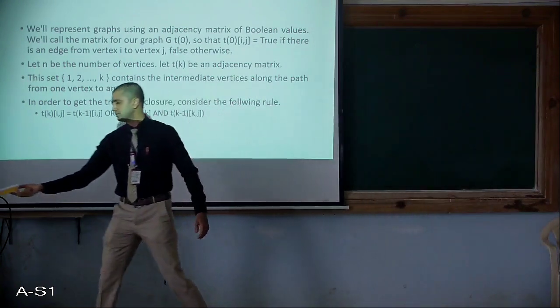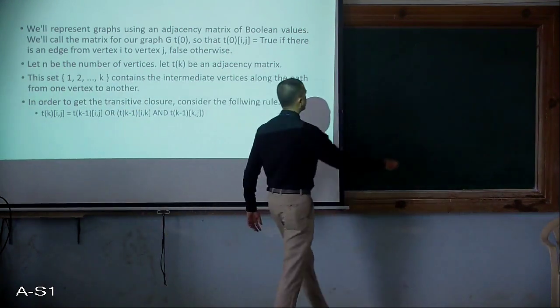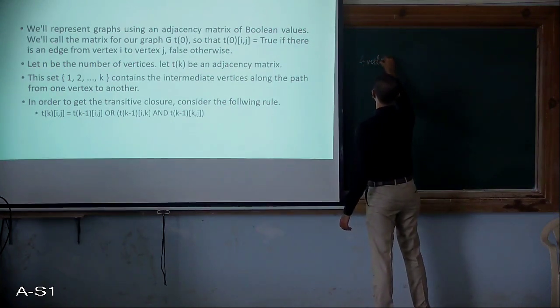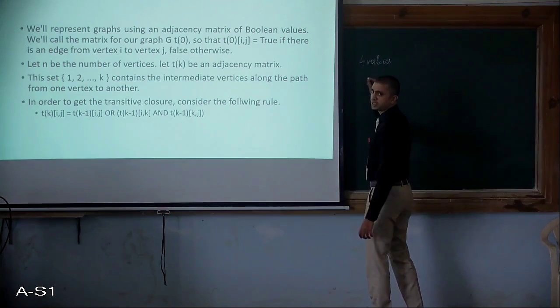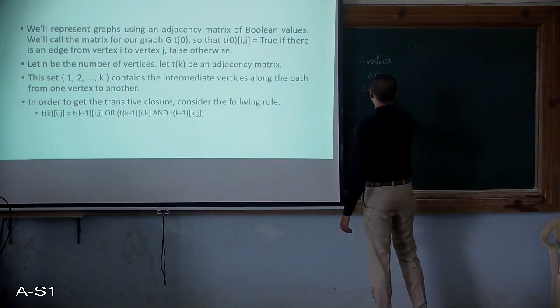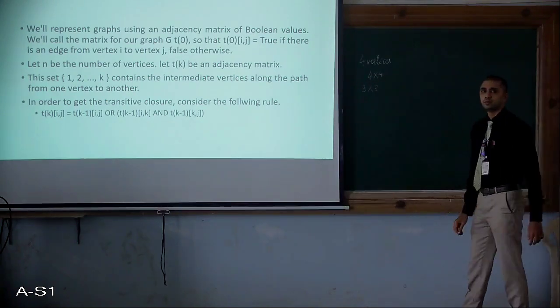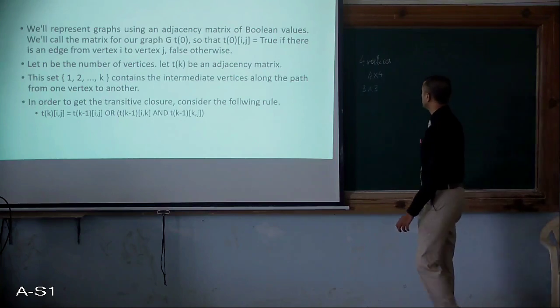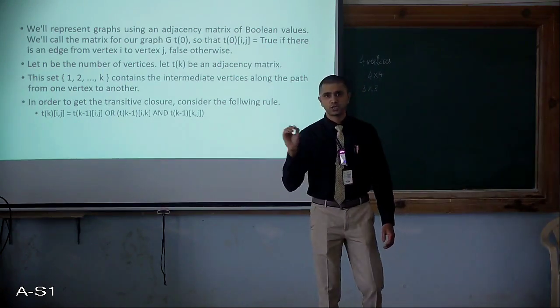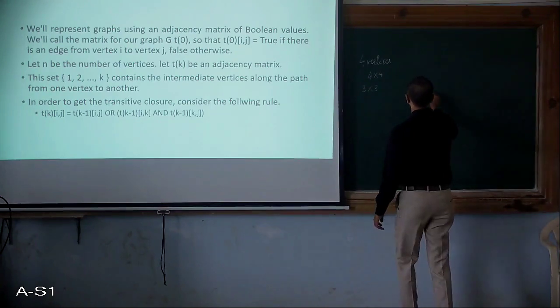An adjacency matrix is an n by n matrix. Say you have 4 vertices, then your matrix is going to be 4 by 4. If you have 3 vertices, then your matrix is going to be 3 by 3. This adjacency matrix is a Boolean matrix, which means it has values zeros and ones.